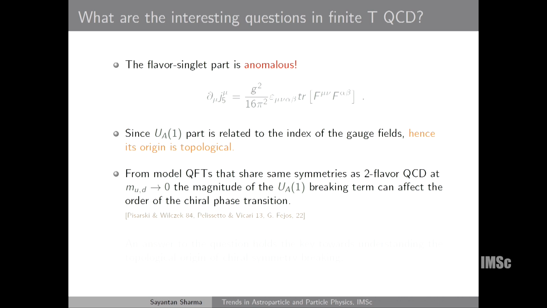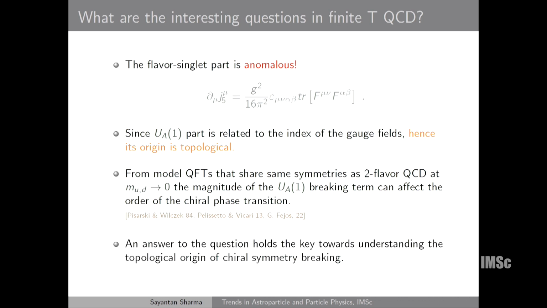It has been shown that the magnitude of this UA1 breaking term in all of these models actually determines the nature of the phase transition, whether it is first order or second order, in the chiral limit of QCD. Of course, when we switch on the masses, the exact phase transition becomes a crossover, but the universality behavior always stays there. The mass-dependent corrections always overwhelm that part. But the important point is that the UA1 part of the chiral symmetry, even though it is anomalous, affects the nature of the phase transition in two-flavor QCD, QCD with two light flavors.